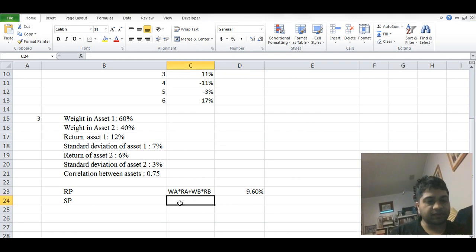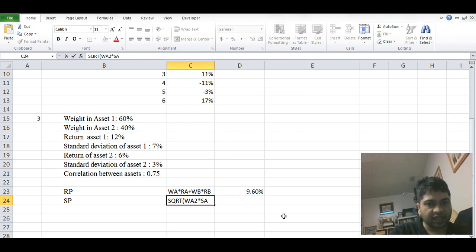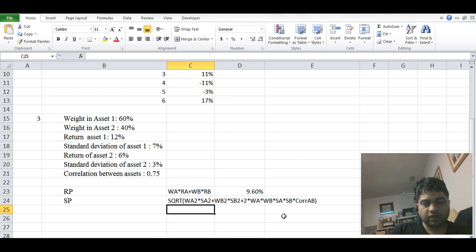Now the portfolio standard deviation. The formula is the square root of weight of asset A whole square multiplied by standard deviation A whole square, plus weight of asset B whole square multiplied by standard deviation B whole square, plus 2 into weight of asset A into weight of asset B into standard deviation A into standard deviation B into correlation AB. So this is the formula.